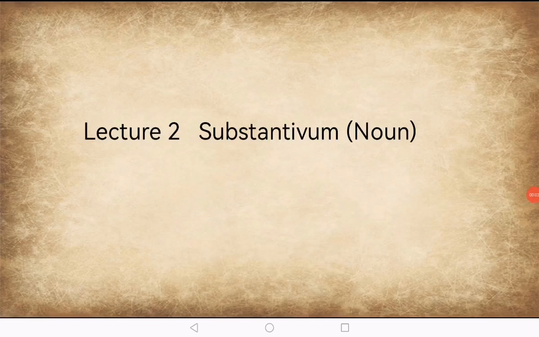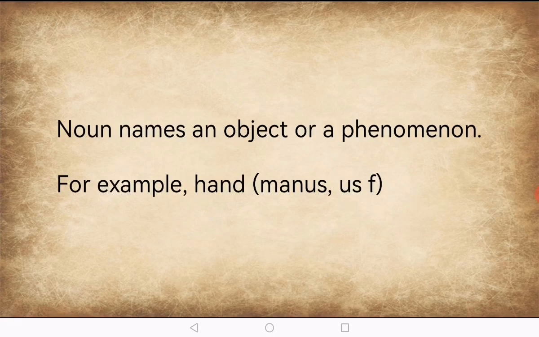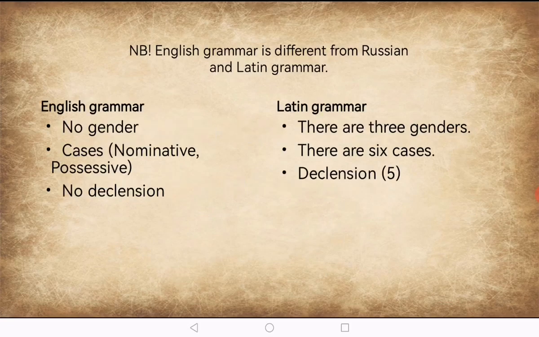Lecture 2. The noun in Latin language, or substantivum, as noun is called in Latin. Well, you remember that noun names an object or a phenomenon. For example, hand, in Latin that's manus, head, in Latin that's caput, or maybe shoulder, in Latin that's brachium, etc.